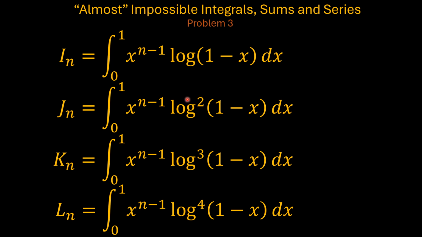So let's move forward to solve these problems one at a time. So let's begin with I_n, right? I_n being equal to the definite integral from x equals 0 to x equals 1 of x to the n minus 1 times the natural logarithm of 1 minus x. So that's our integral, right?